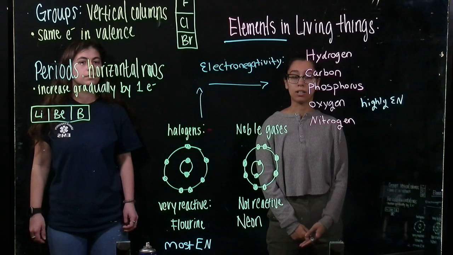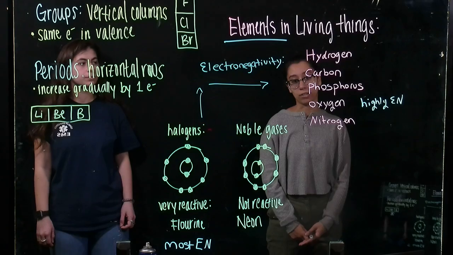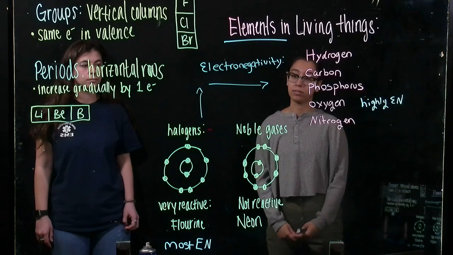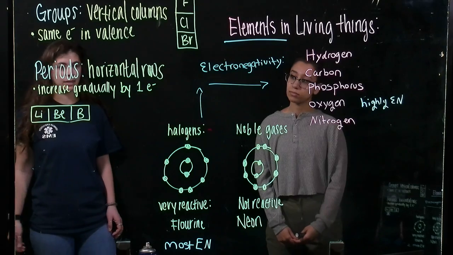Basically, the position of elements on the periodic table and how that corresponds to their reactivity and their behavior. So to start, we're going to talk about some common knowledge we should have of the periodic table.